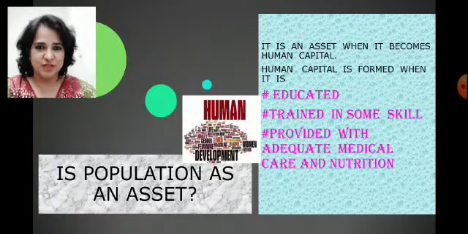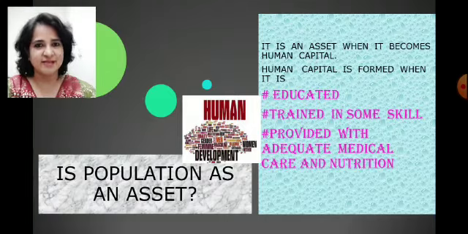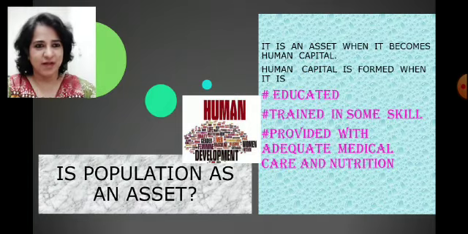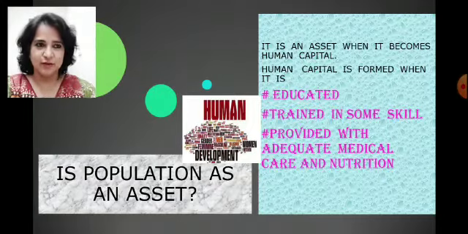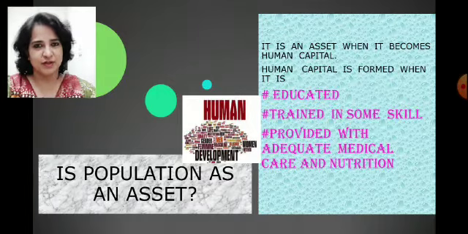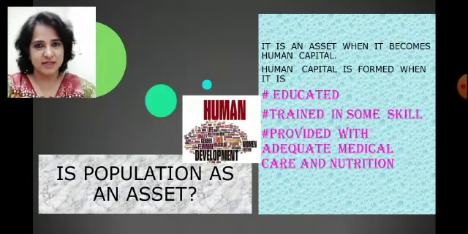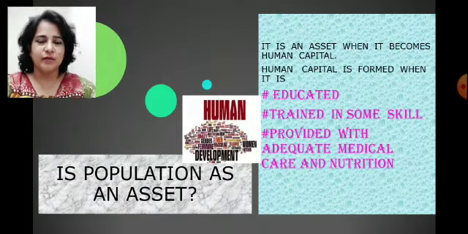First, is population an asset? Can we decide this? Let us check. It is an asset when it becomes human capital. Human capital is formed when it is educated, trained in some skill, provided with adequate medical care and nutrition. That means when value is added to a human with all these ways and means, then that human converts into an asset, something which is going to benefit in the process of production or profit earning and will be considered as human capital.